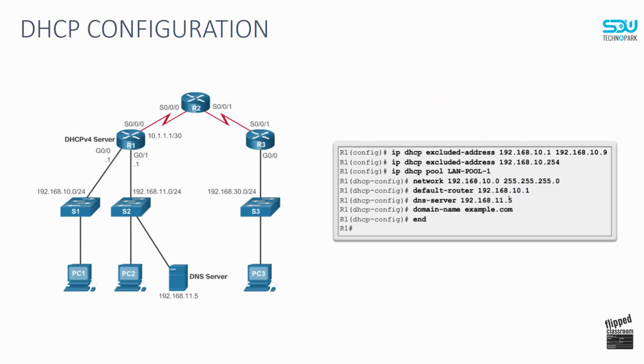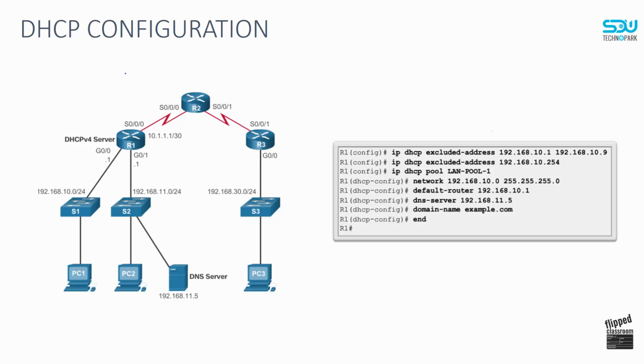How do we configure the DHCP server on a Cisco router or Cisco switch? First of all, we have to define which IP addresses we don't need to distribute by the DHCP server. We do it with the command ip dhcp excluded-address, and you can define a list of addresses, or you can define just a single address.